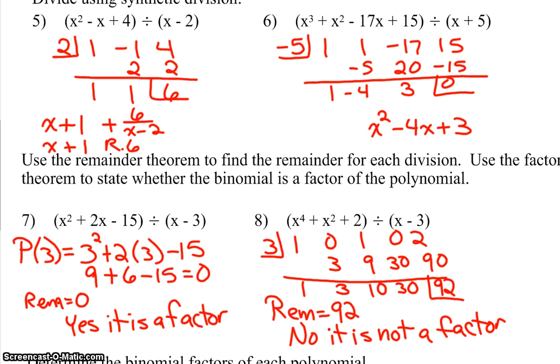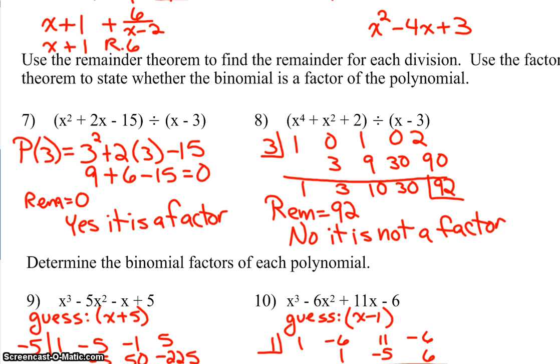On 5, you can either write it as x plus 1 remainder 6, or if you write your remainder as a fraction, it would be the quantity x plus 1 plus 6 over the quantity x minus 2. On number 6, remember the depressed polynomial has degree 1 less, so it was x squared minus 4x plus 3. Number 7, it said determine whether it's a factor or not, so I just evaluated p of 3. It was 0, so yes, it was a factor.